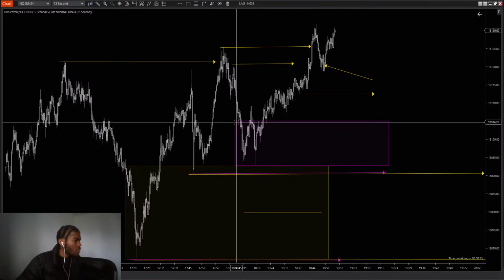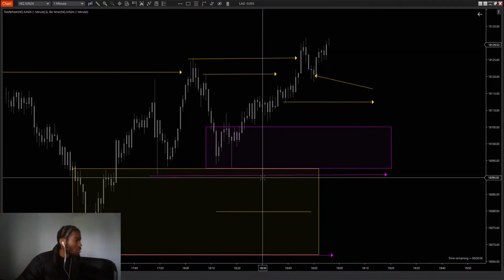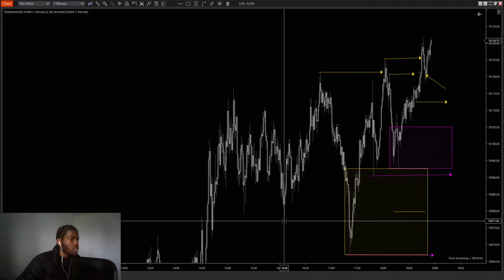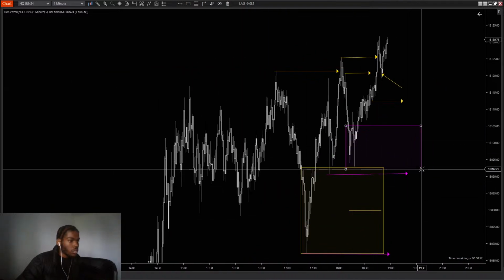Zones that have been, what's it called? Why did I mark this up? Hold on. Middle of the range. Zones at the middle of the range.